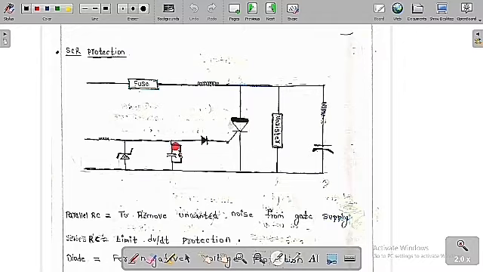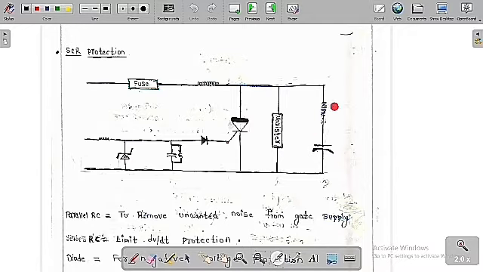So this is basically the parallel RC, used to remove unwanted noise from the gate supply. We are going to keep this parallel RC across the gate in such a manner. If the supply has some unwanted noise, it is going to have high frequency. At high frequency, the capacitor is going to get short circuit, so whatever noise comes is going to bypass away from here, and it can't enter this SCR. Therefore, the parallel RC is used to remove the unwanted noise from the gate supply.